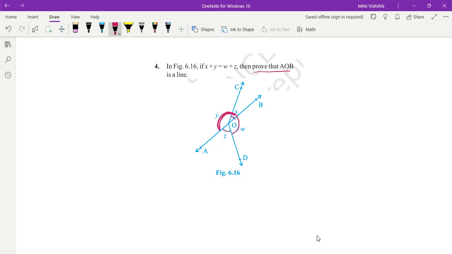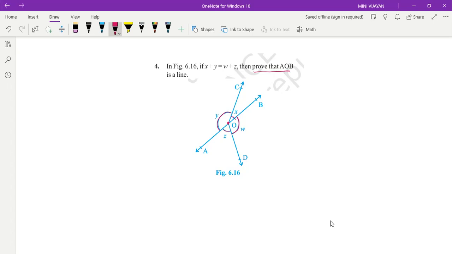So instead of using the linear pair property, which other property can we use? We can't apply the linear pair property here. Which other property do we need to apply? From the figure itself, we can see that some other property we can apply. Which is that? Yes, all these four angles are around the point O. So, angle around a point.